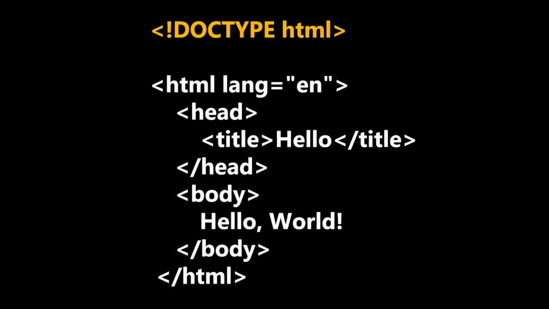Each version of HTML has had a slightly different way of indicating that version. But this line here, Doctype HTML, is our way of saying that this HTML page is written using HTML5, the latest version of HTML.